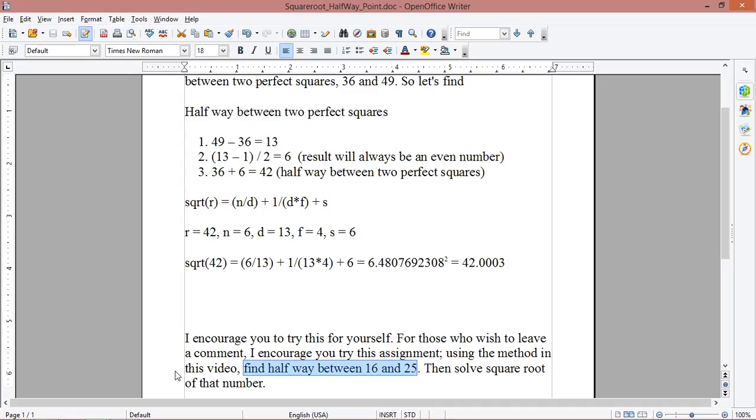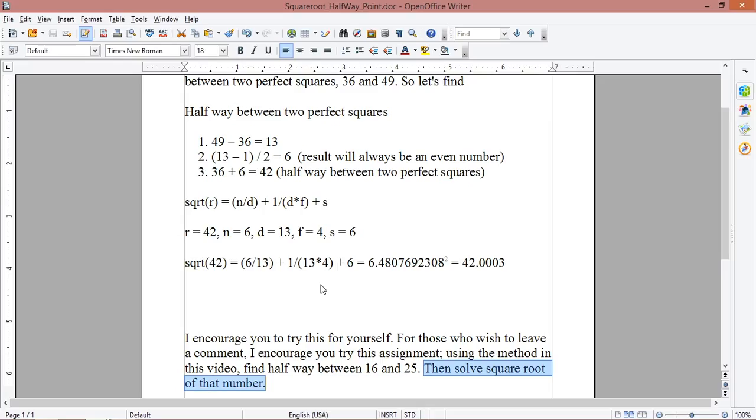Then solve for the square root of that number, whatever the halfway point is between 16 and 25, using the method you see in this video and another video that I mentioned. So you can see, I made good on my promise for those of you that watched this video. I told you how you're going to get the square root of 42, and there it is. It's very, very accurate. And if you try to solve for the square root of the halfway point between 16 and 25 using this method, you're going to find out it's also very, very accurate, because it always is. It will always be accurate.